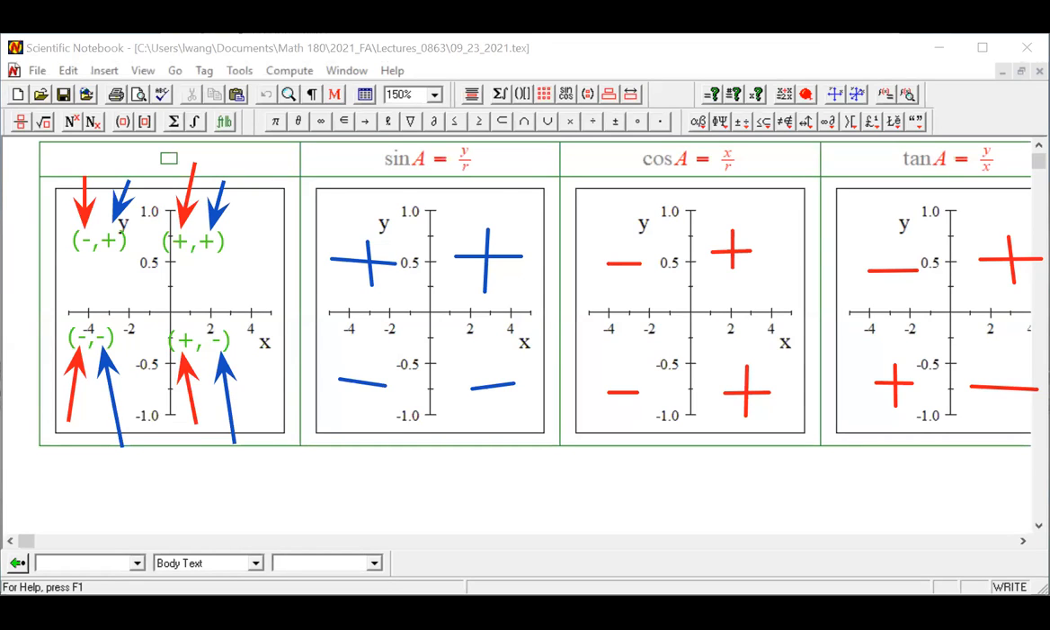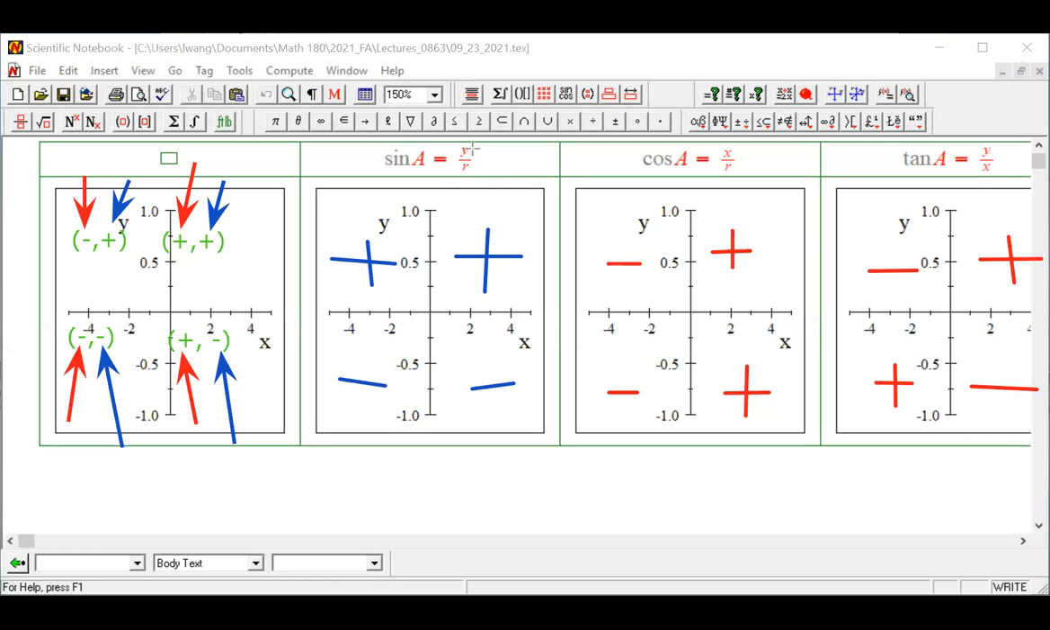So how about cotangent? Cotangent is x divided by y. So cotangent will have the same sign as tangent in every quadrant, right? Look at the definition of cotangent. It's x over y, right? Yes. How about cosecant?